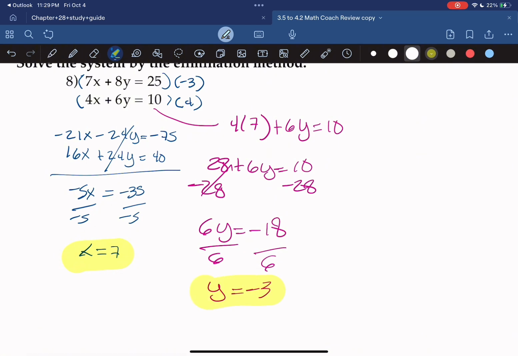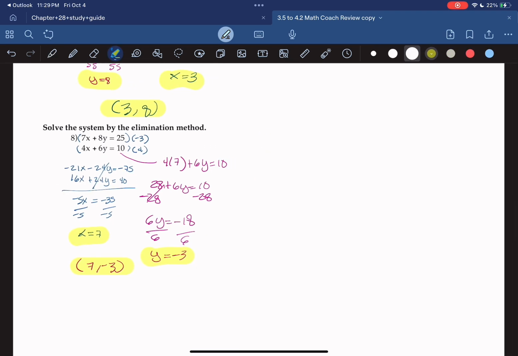So our answer is going to be 7, negative 3. That's our answer for number 8. Let's go to number 9.